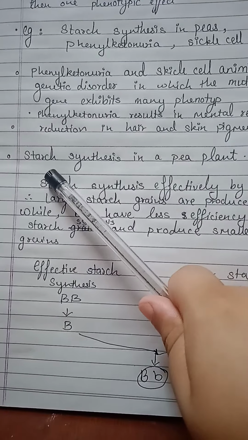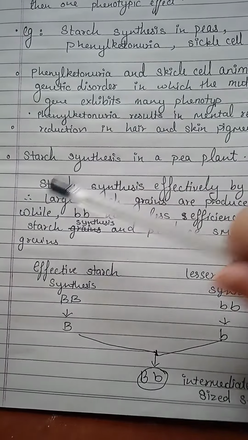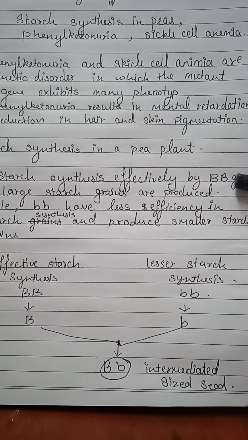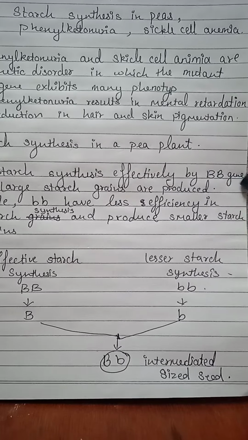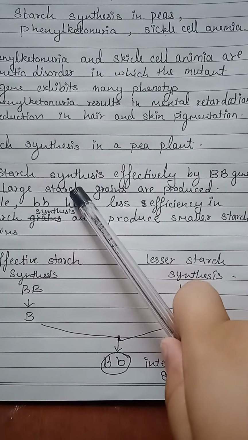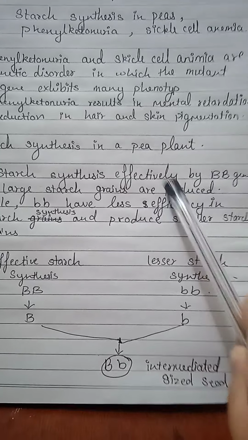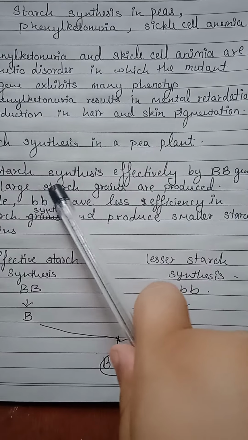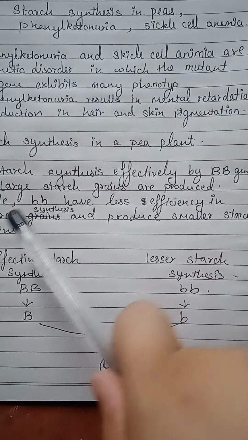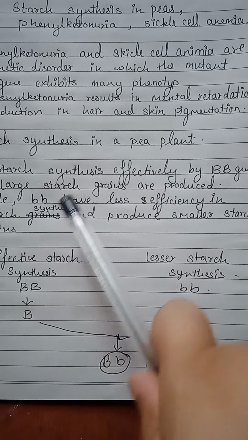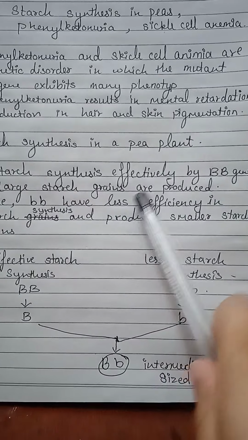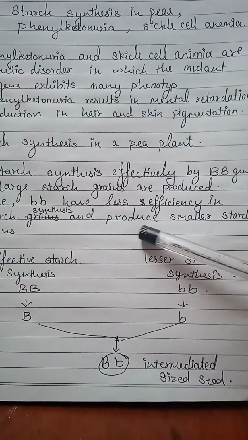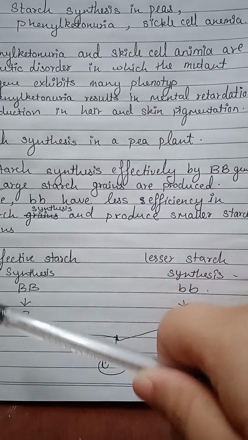The next example is starch synthesis in a pea plant. Starch synthesis is affected by the capital B gene. Therefore, large starch grains are produced. Due to capital B genes, large starch grains are produced, while due to small b genes, we have less efficiency of starch synthesis, and small b produces small starch grains.